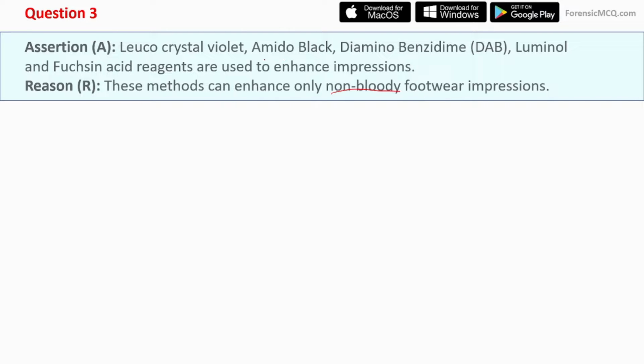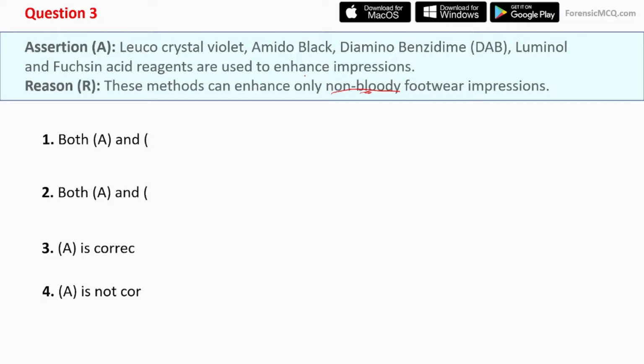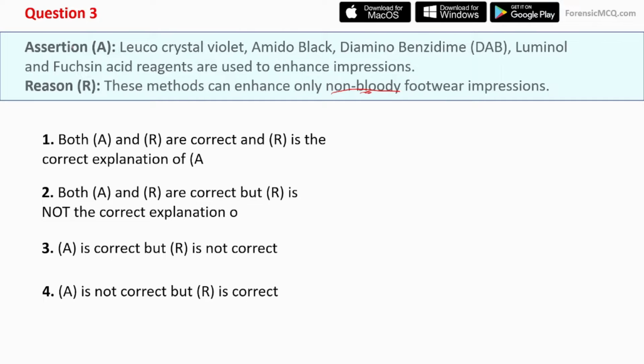As you know, leuco crystal violet, amido black, DAB, and luminol all work when protein is present, majorly the blood. So the reason is not correct. For this, option A is correct, but option R is incorrect. So the third option will be the correct answer. And I already told you that all these are used to enhance blood impressions. So that's why the reason is incorrect.